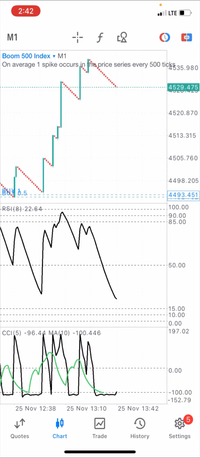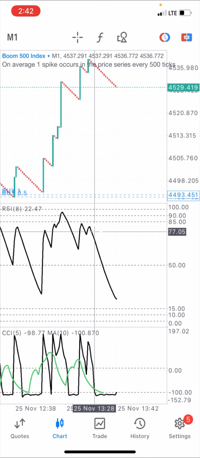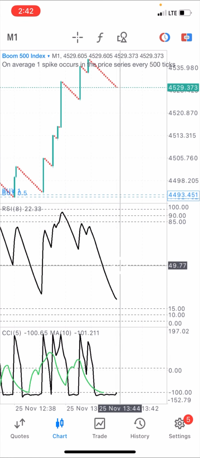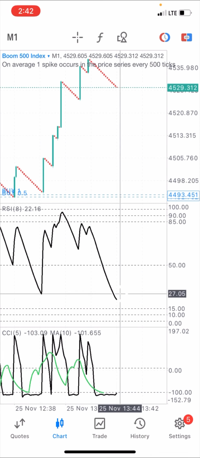Now this is as easy as I'm going to explain right now. So just make sure that you see this black line on the RSI level. You see it has crossed beneath the level 50 here and has gone down below the level 50.